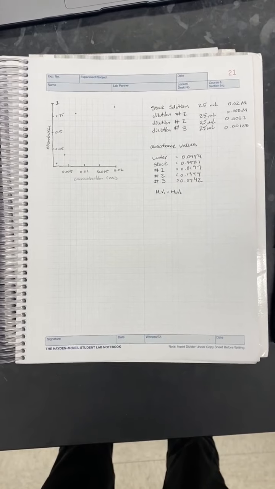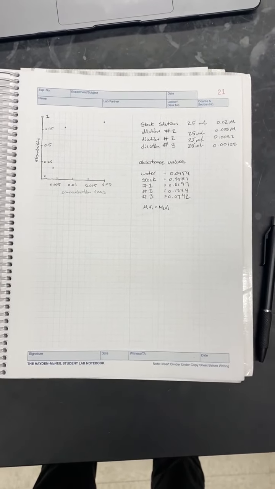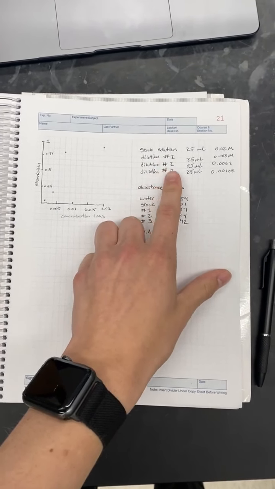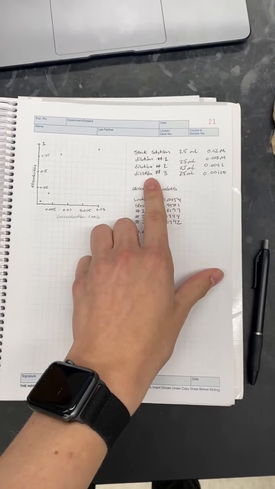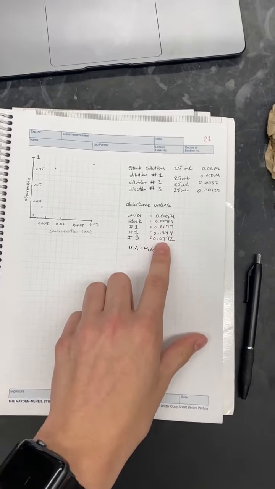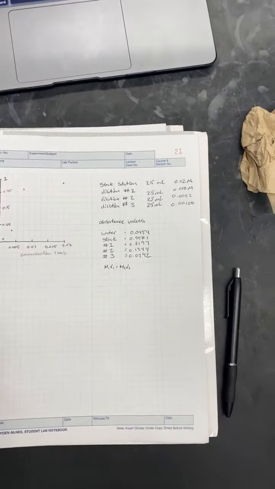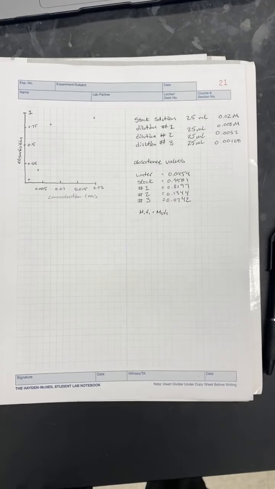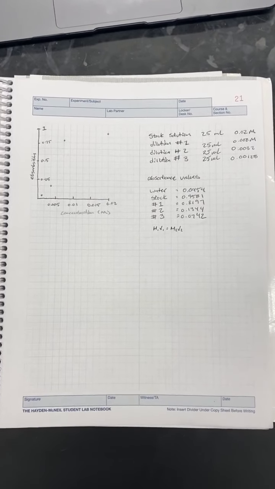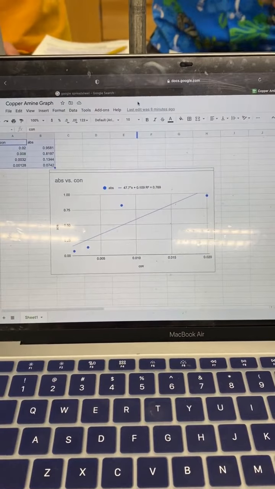After the students clean their area around the spectrophotometer, they come back to their notebook and outline their calculations and procedures. So at the top we can see the stock solution and the dilutions with their decreasing concentration. Under that we see the absorbance values found from the spectrophotometer, and then using the equation M1V1 equals M2V2, that is how the concentrations are found. And they were plugged into a graph with concentration on the x-axis and absorbance on the y-axis, which we can see right here.